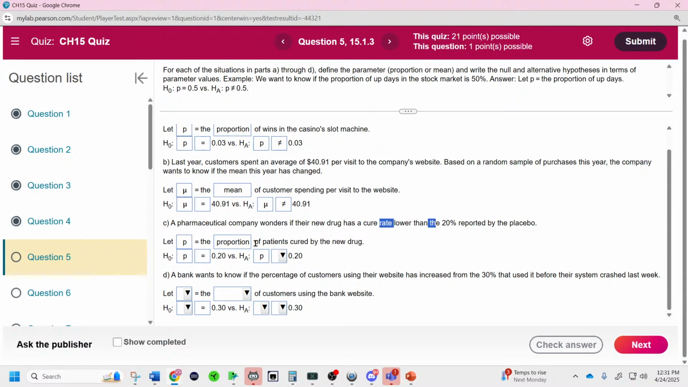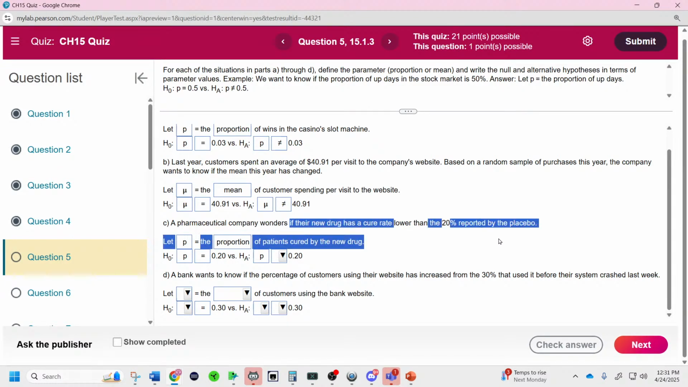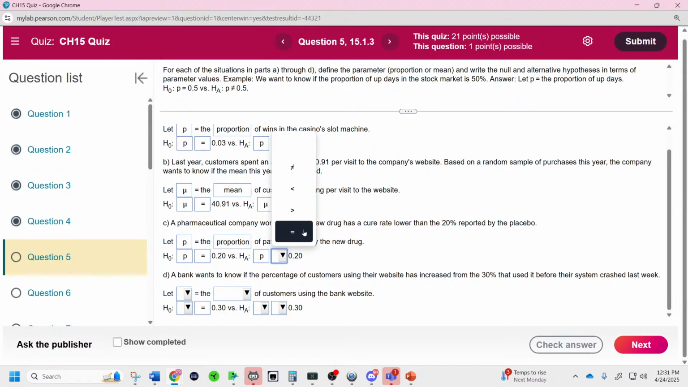So what sign should I put in here? They're asking, is there evidence that the new drug has a lower cure rate? So they want to know, does it have a lower cure rate? It wonders if it's less than the current. Yep, that's it. Just look to the question.